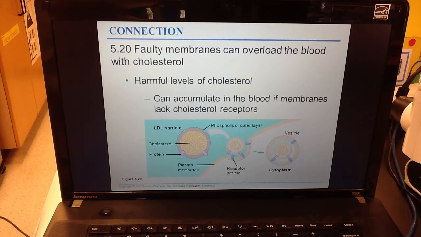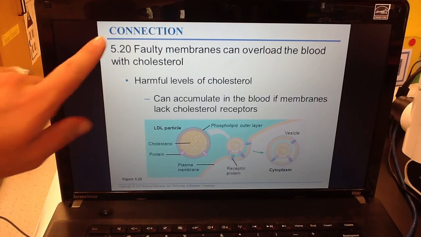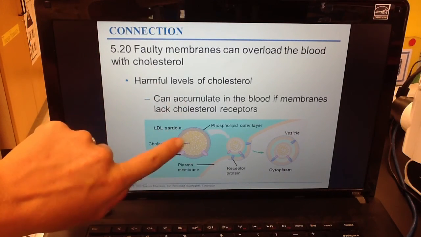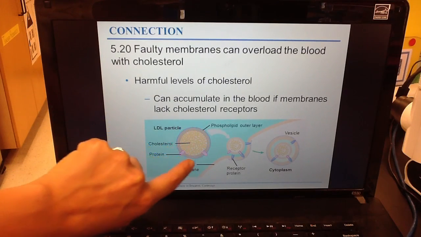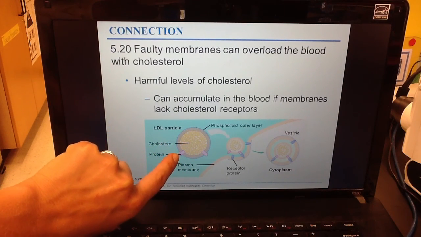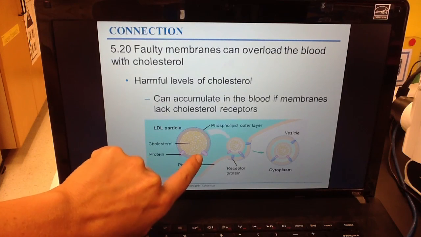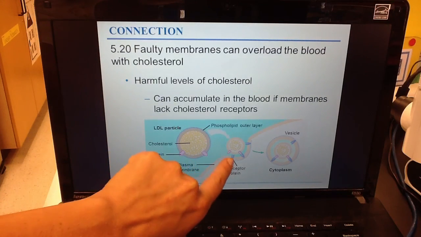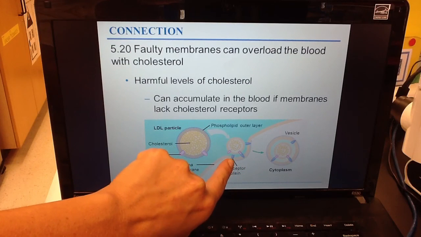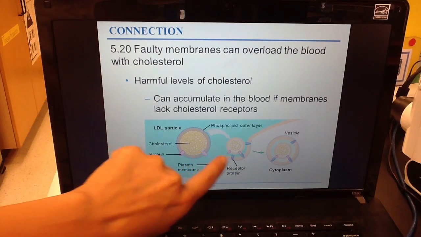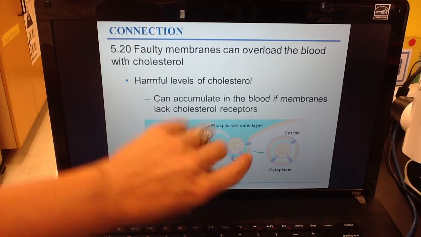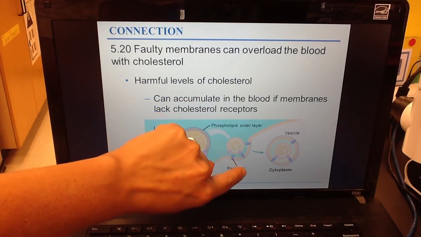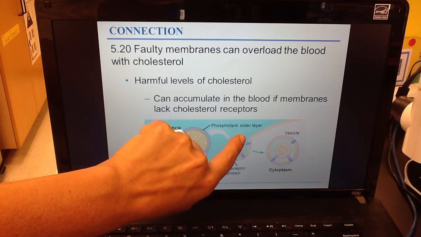One of the best examples is cholesterol. This is an example of receptor-mediated endocytosis. Here's our cholesterol wrapped inside of a vesicle, and it has proteins on its structure. These proteins will specifically bind with the receptor on the proper cell membrane. So the protein comes in and binds. Once this receptor-mediated binding occurs, we're going to trigger the endocytosis of this entire vesicle.